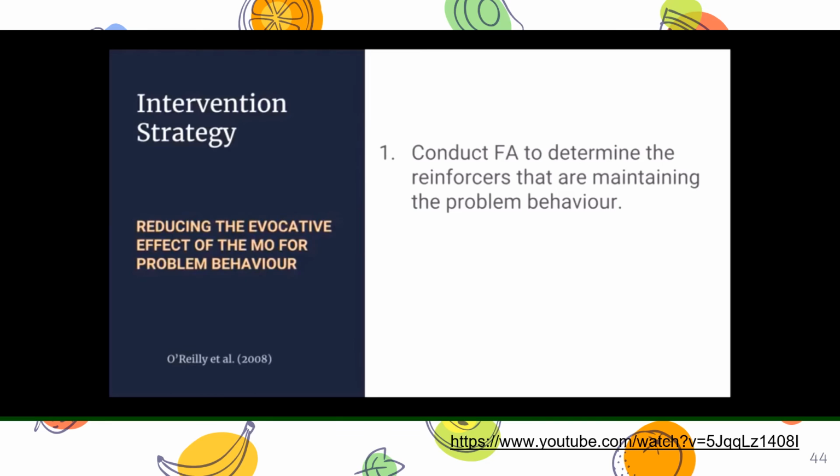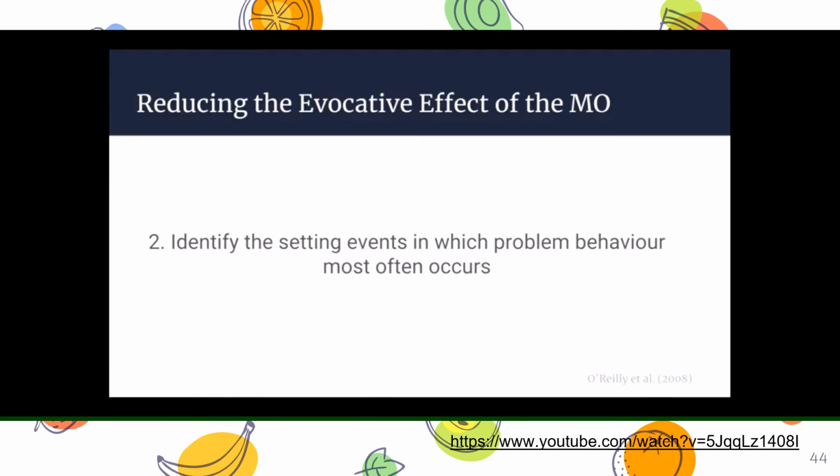An easy and unobtrusive strategy to decrease problem behavior is to alter the motivating operation that is in effect. O'Reilly et al. suggest first to conduct an FA to determine the maintaining consequence, which ideally will be a reinforcer that's socially mediated. Second, pick a measurement system such as momentary time sampling or partial interval recording that is appropriate for the topography of the target behavior, and take data throughout the day to identify the relative rate of behavior and the setting event in which the behavior most often occurs.